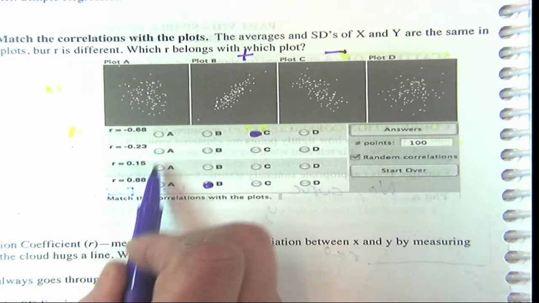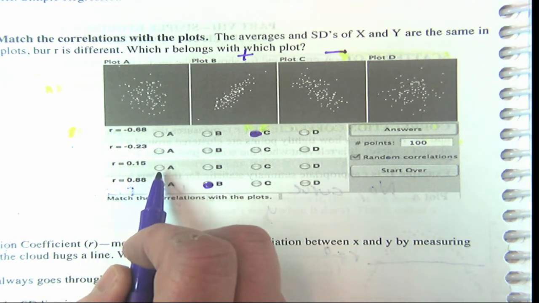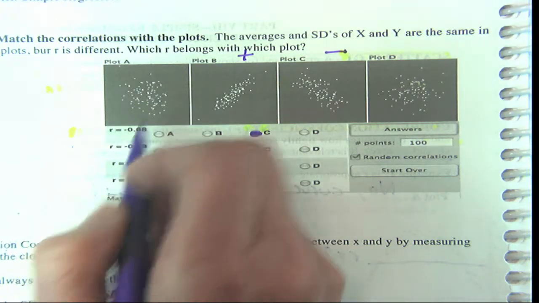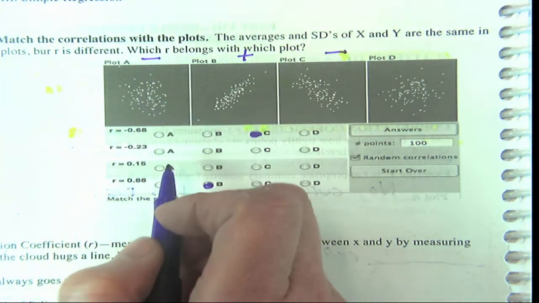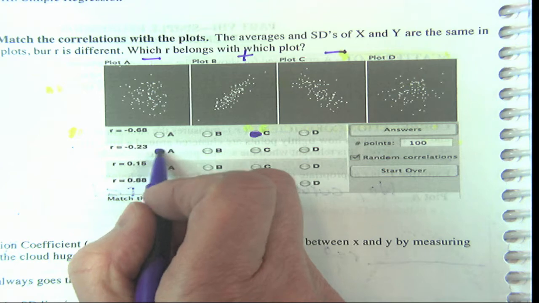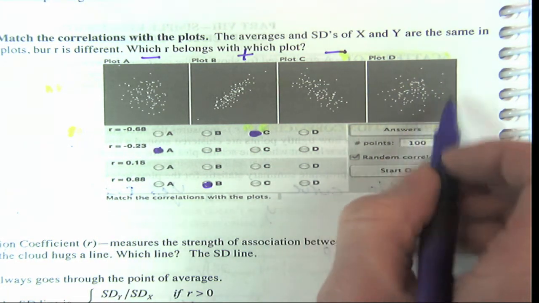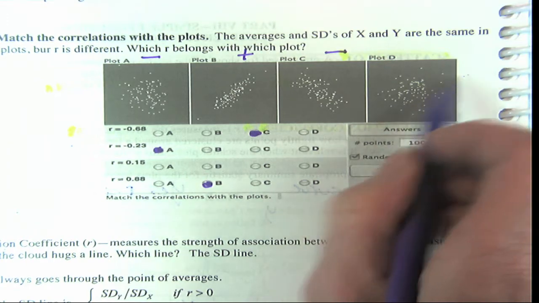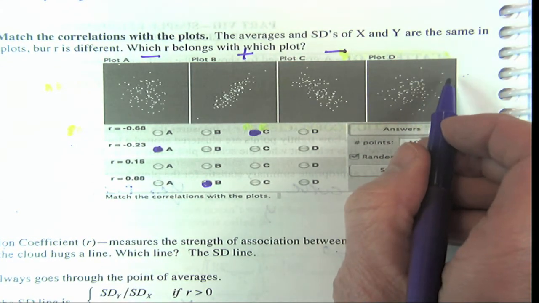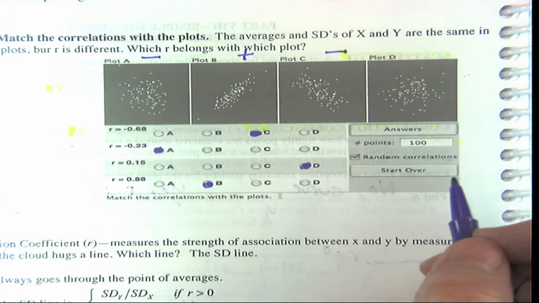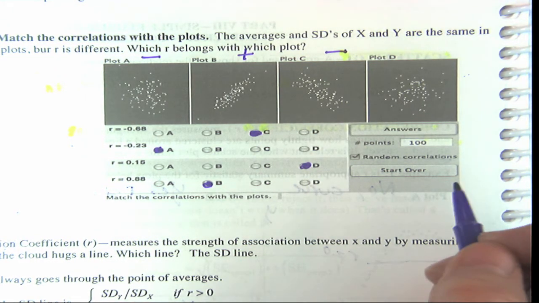Now you see that we have kind of weak correlations here. We have a little bit stronger negative correlation. This is a weak negative correlation, so that's going to be A. And then we're left with D. Can you tell there's a slight positive? A very slight positive correlation with that one. So it would look like this. All right? That's the idea.